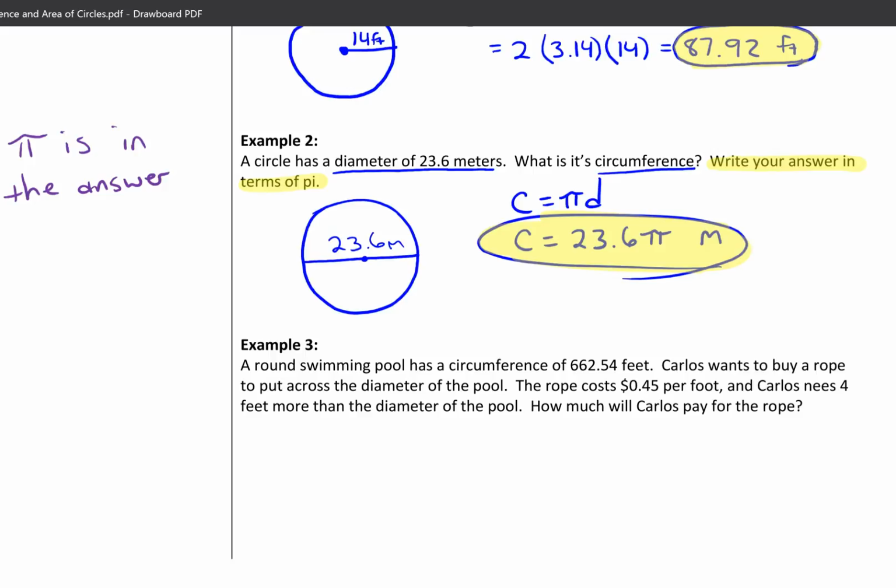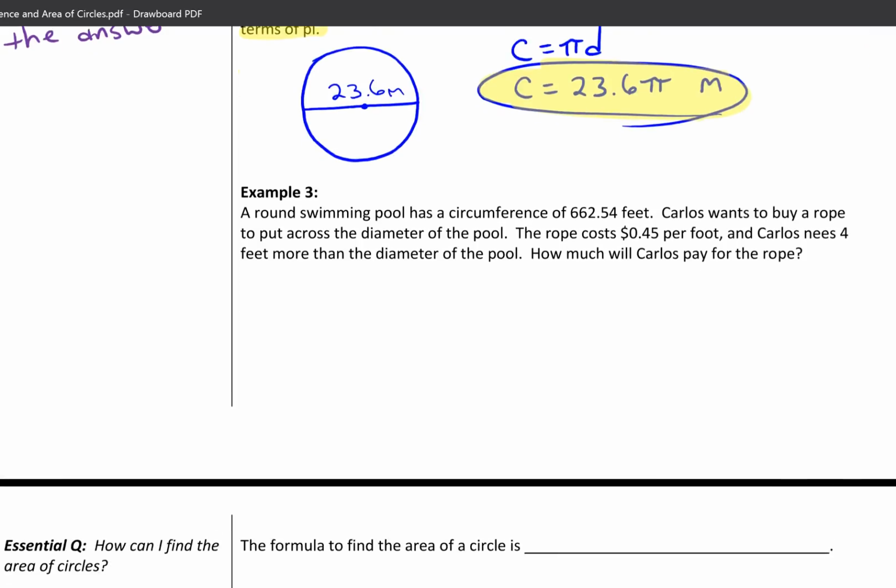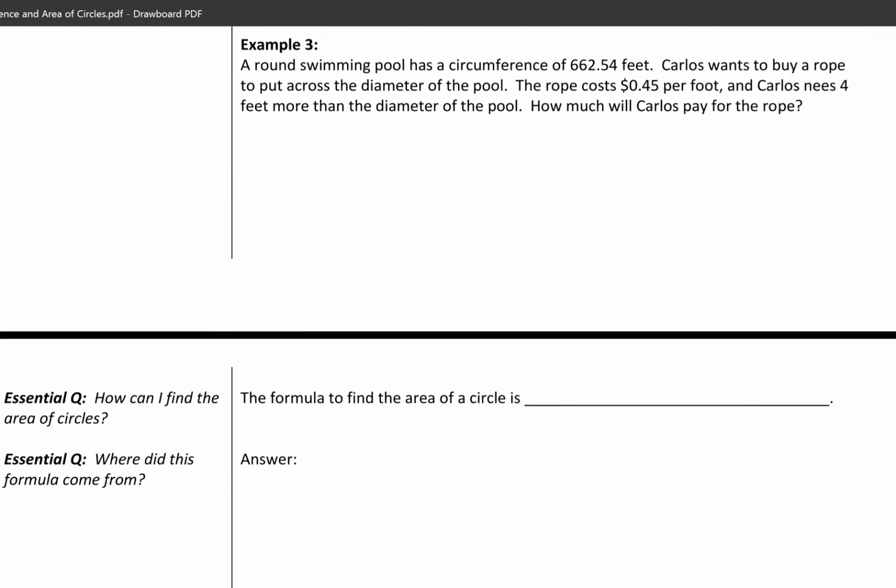Okay, let's look at our last example, and we're going to apply some circumference. We're going to do an application of circumference. So a round swimming pool has a circumference of 662.54 feet, and Carlos wants to buy a rope to put across the diameter of the pool. If you notice, there is something very different about this problem. We start with circumference, and we have to go backwards to find the diameter.